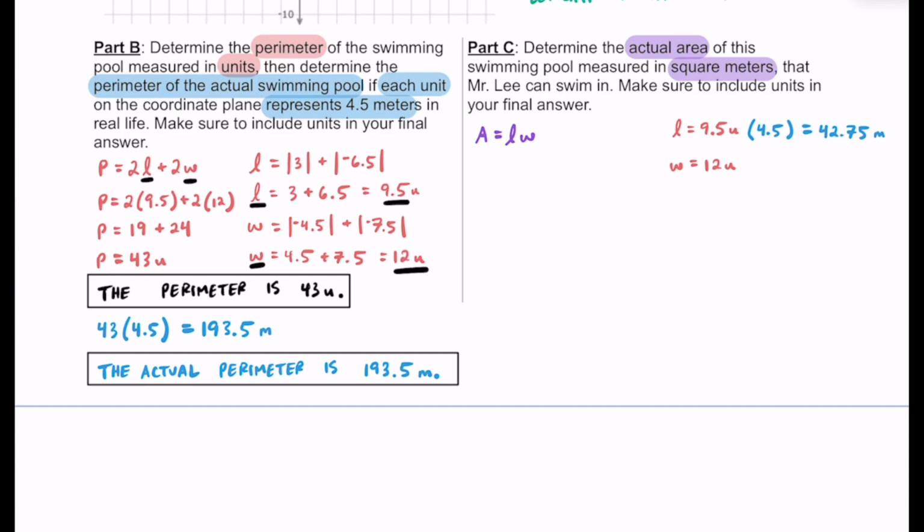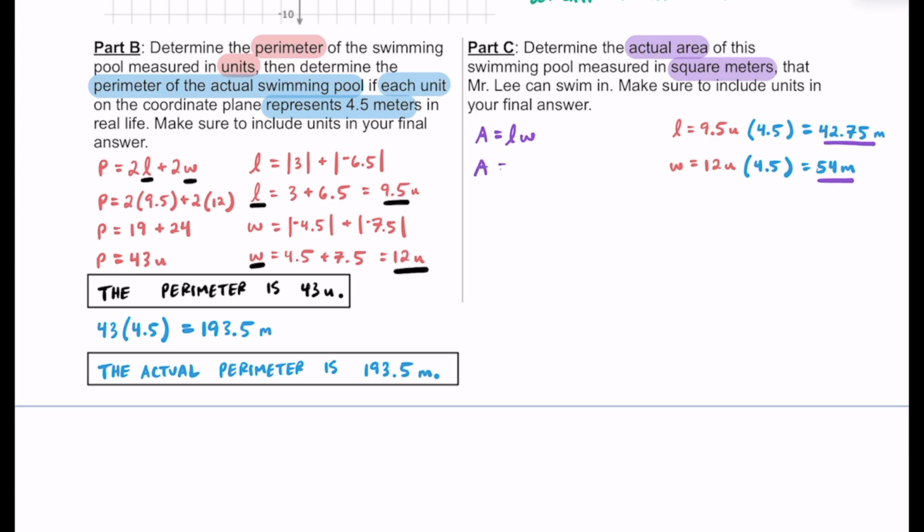And then what about the width? Well, the width also has to multiply by 4.5, all right, in the other dimension. So 12 multiplied by 4.5. Again, I'm not showing that right now, but this is going to be 54 meters. All right, so we now know the length and we now know the width in meters. So here's the length and here's the width. Let's go ahead and substitute that in.